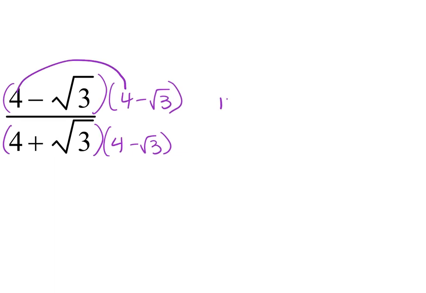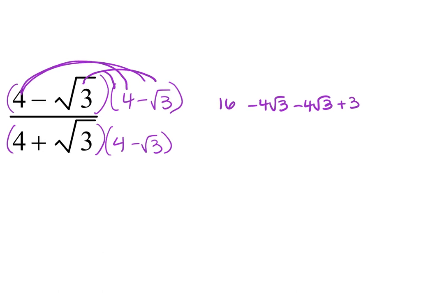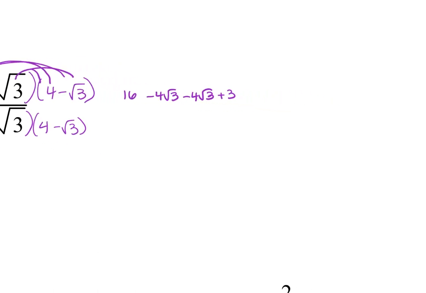4 times 4 is 16. 4 times negative root 3 is negative 4 square root 3. 4 times negative root 3, negative 4 square root 3. And negative root 3 times negative root 3 is positive 3. Combine like terms on that. 16 plus 3 is 19. Minus 4 root 3 minus 4 root 3 is minus 8 root 3.